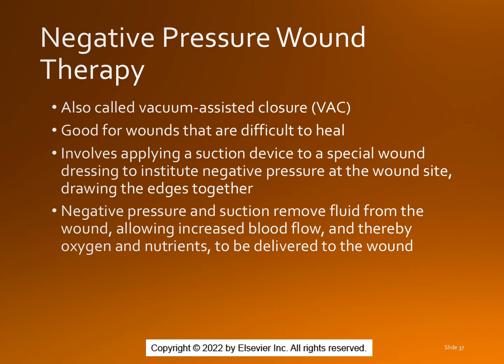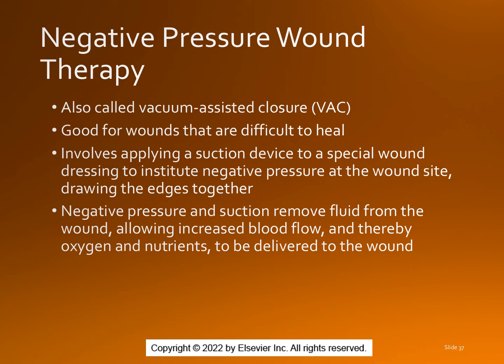Wounds that are difficult to heal might respond to negative pressure wound therapy, or NPWT. This treatment can increase the development of granulation tissue, speed up the healing rate, and reduce hospitalizations when used to treat wounds healing by secondary intention. The therapy is also known as vacuum-assisted closure.